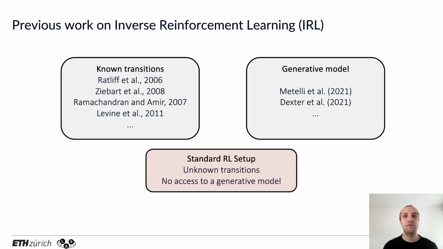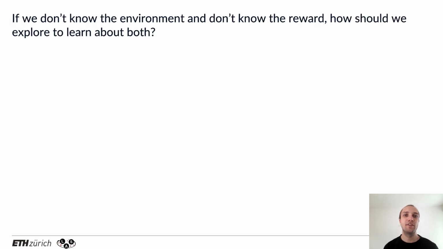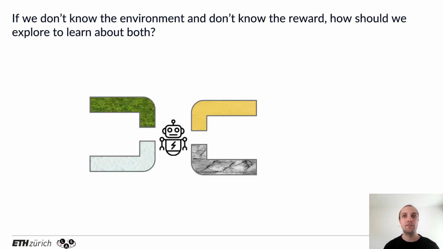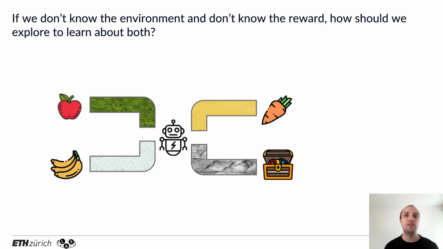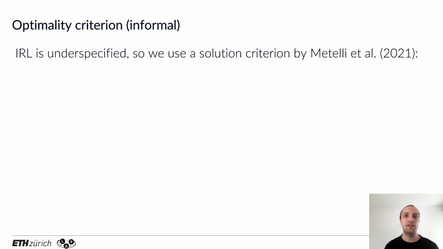In the standard reinforcement learning setting, we have unknown transitions. We have to explore the environment without a generative model. So how should we do exploration if we want to do inverse reinforcement learning in this setting? We consider a setup where the agent starts in some initial state distribution and has to explore the environment. So maybe it has to choose one of these four paths, each of which leads to a different reward, but the agent does not know the dynamics or the reward. Instead, it can explore the environment and it gets action recommendations from an expert policy.